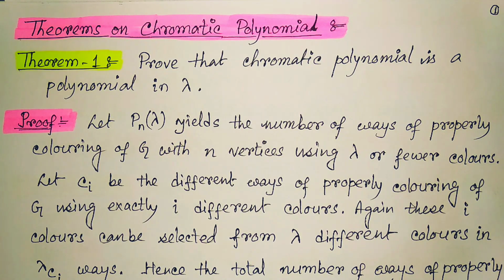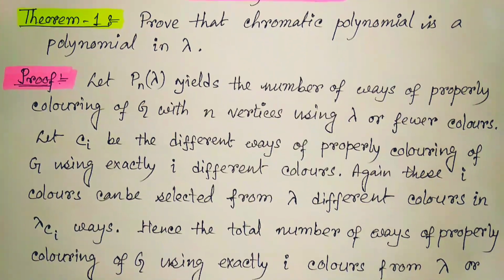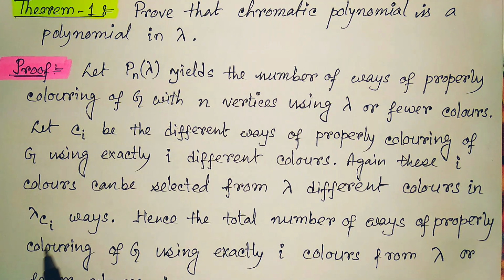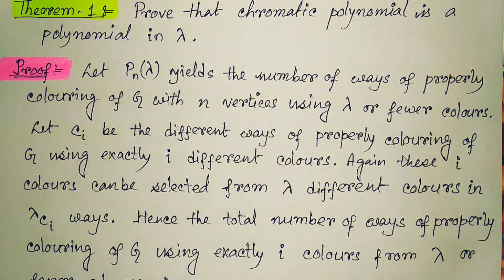Now if i colors can be selected from lambda different colors, then there are definitely lambda C i ways of choosing such i colors. And using these i colors, if we color the graph properly, then the coloring can be done in Ci different ways. So the total number of ways of coloring the graph using i colors is Ci into lambda C i.